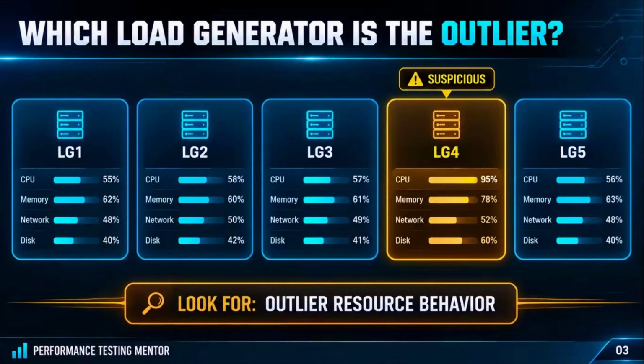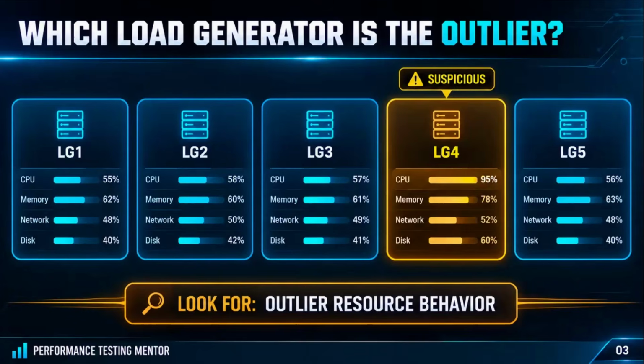Now let's compare the 5 load generators. LG1 is around 55% CPU, LG2 is around 58%, LG3 is around 57%, LG5 is around 56%. But LG4 is sitting around 95% CPU. Immediately, LG4 becomes suspicious. Notice what I'm saying here. I'm saying suspicious. I'm not saying LG4 is definitely the bottleneck. That's an important distinction. The other generators are behaving relatively similar, while LG4 is showing significantly different resource behavior.